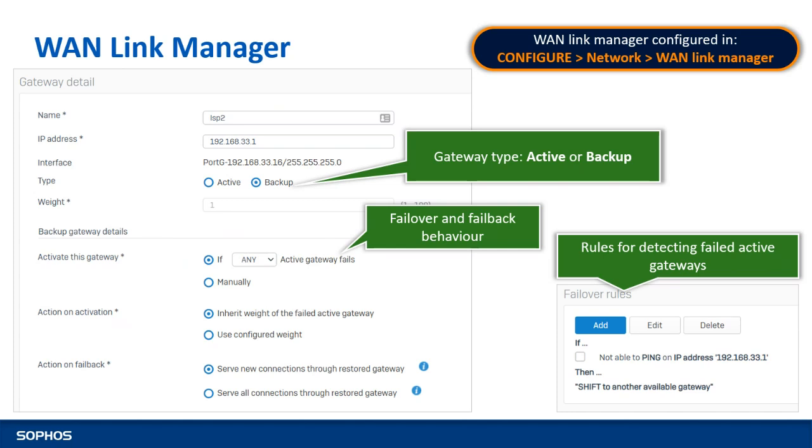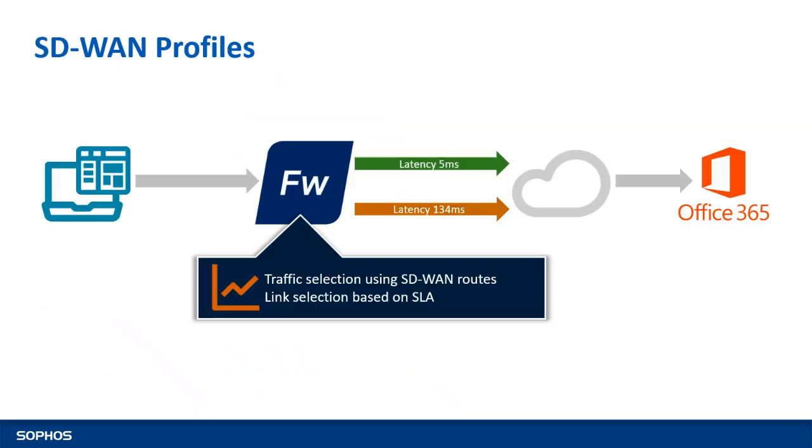When a backup gateway is activated, it can inherit the weight of the gateway it is replacing, or you can manually set the weight and it will be given. Okay? The SD-WAN profiles provide a link management that allows you to define routing strategies across multiple gateways.